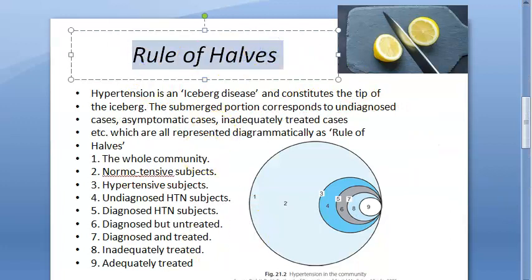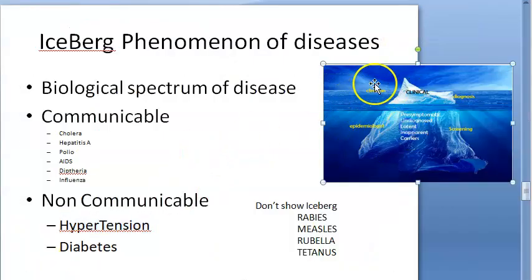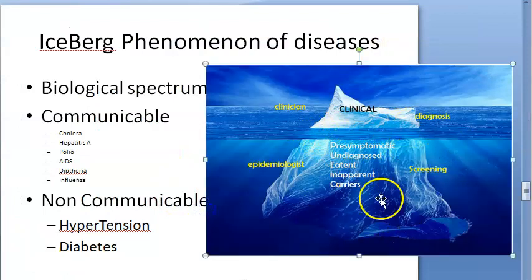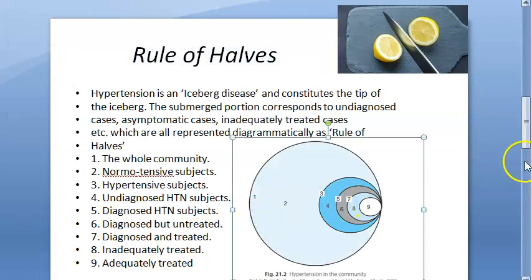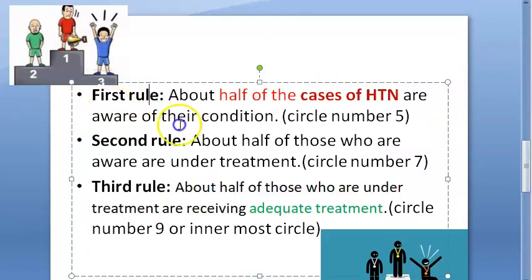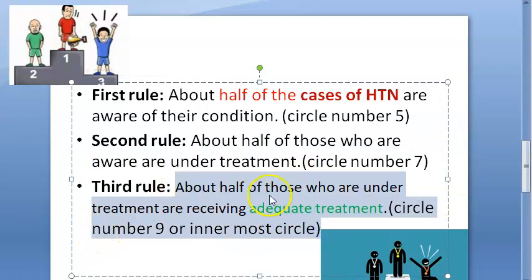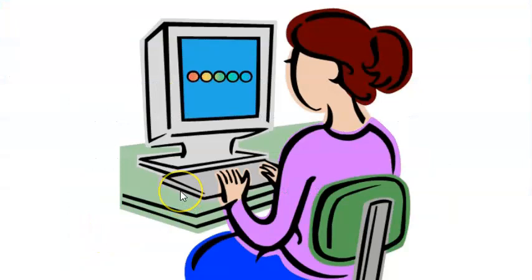Basically, what is the rule of halves? You understood that hypertension shows the iceberg phenomenon. Most of the cases will be submerged, they'll be pre-symptomatic, undiagnosed, latent, inapparent, inadequately treated, etc. And the tip of the iceberg will be very small. So when you say rule of halves and you draw the circles, there are only 3 rules. Half the cases of hypertension are aware of their condition, or you can say they are diagnosed. In those diagnosed, half are under treatment, and in those who are treated, half are receiving adequate treatment. Only these 3 rules are there, guys.